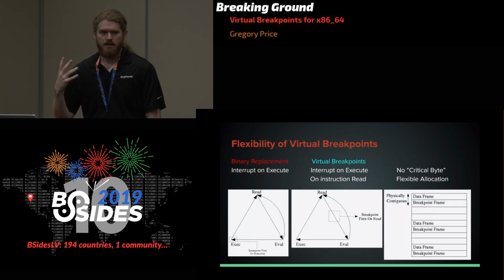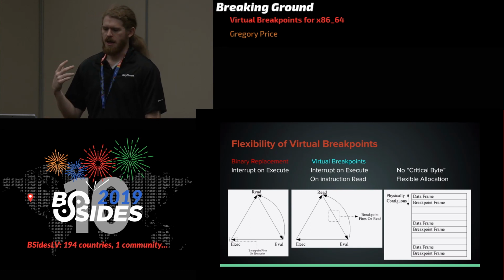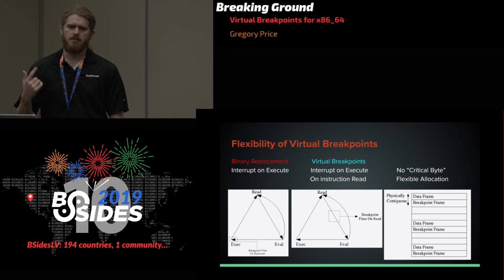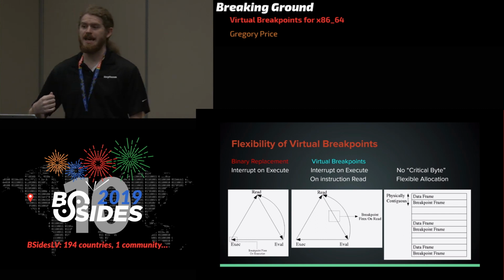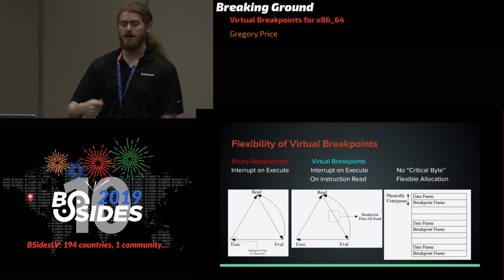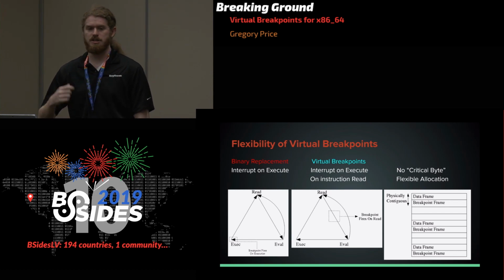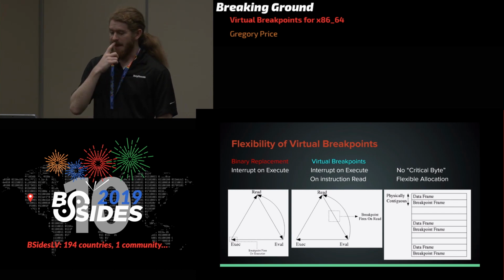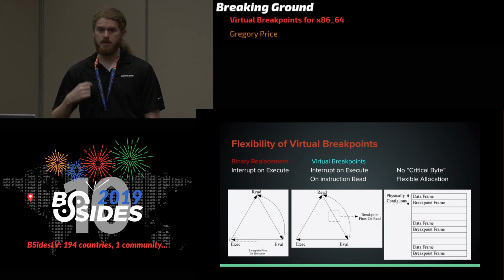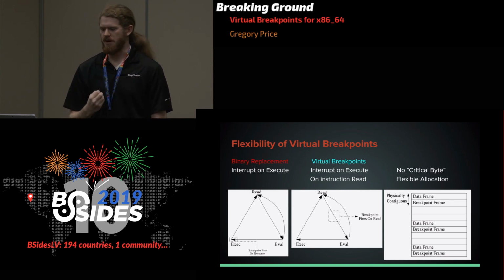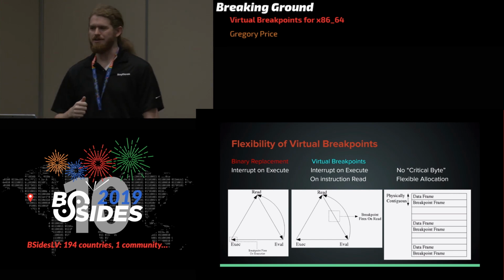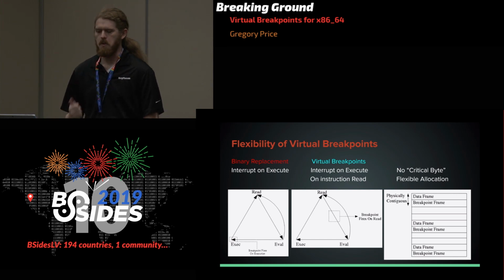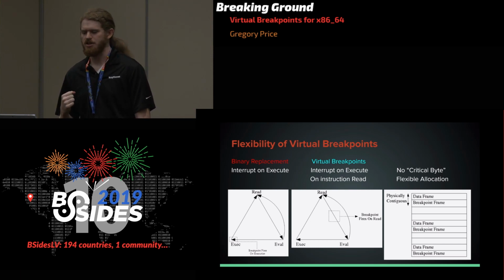Well, under the old system of binary replacement, we only had the ability to interrupt on execute. And the reason for that is you actually had to execute the instruction itself, the int3 instruction, to produce the interrupt. And that's what causes that critical byte problem. You're trusting that that instruction will be there for you. With the virtual breakpoint system, we actually have the ability to either interrupt on execute or interrupt on instruction read. And that's the difference, the interrupt on instruction read.